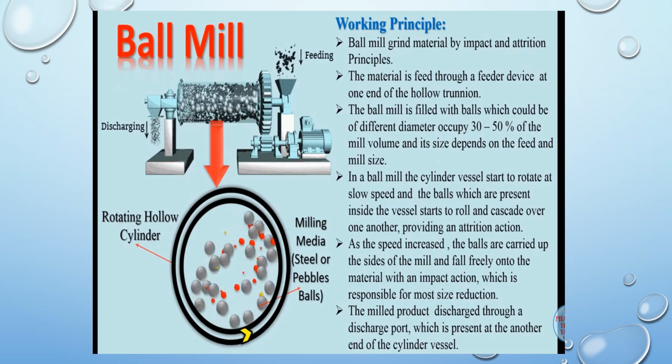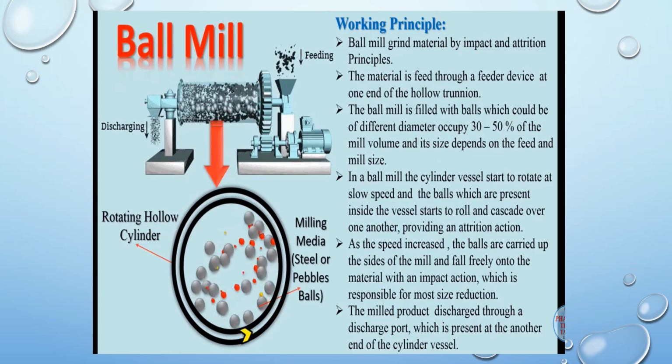Working principle of ball mill method. This is based on the principle of impact and attrition. Attrition is nothing but the reduction or decrease in size or strength. The material is fed through a feeder device at one end of the hollow trunnion. The ball mill is filled with balls which occupy 30 to 50% of the mill volume, and their size depends upon the feed and mill size.